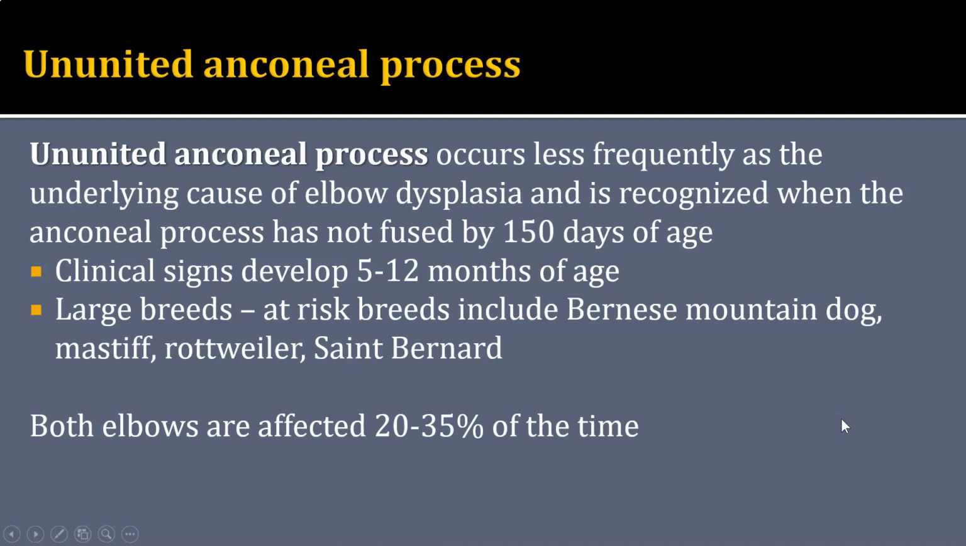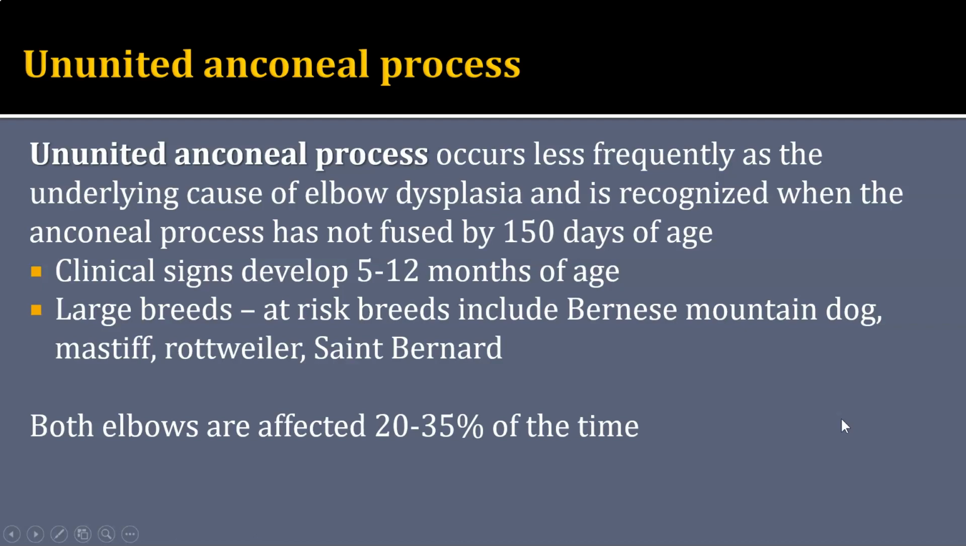There are certain breeds that are known to have separate centers of ossification. Those breeds would include German Shepherd dogs, Greyhounds, Pit Bull Terriers, Golden Retrievers, and Labrador Retrievers. And all of those patients will have fusion of that separate center of ossification by 150 days of age.